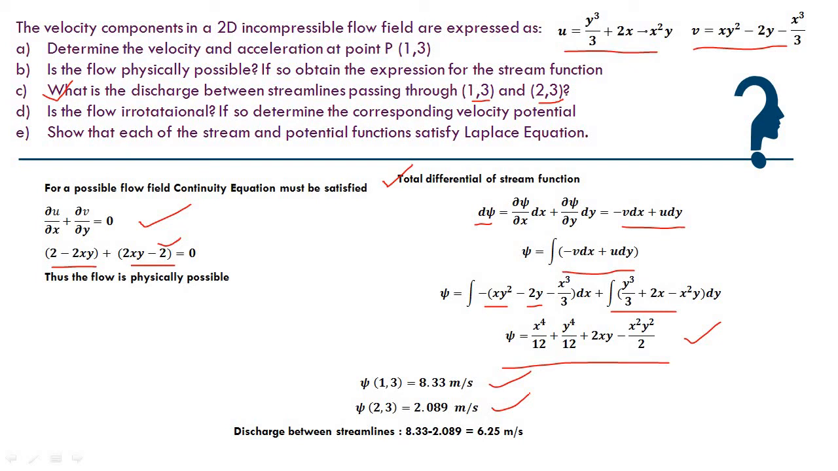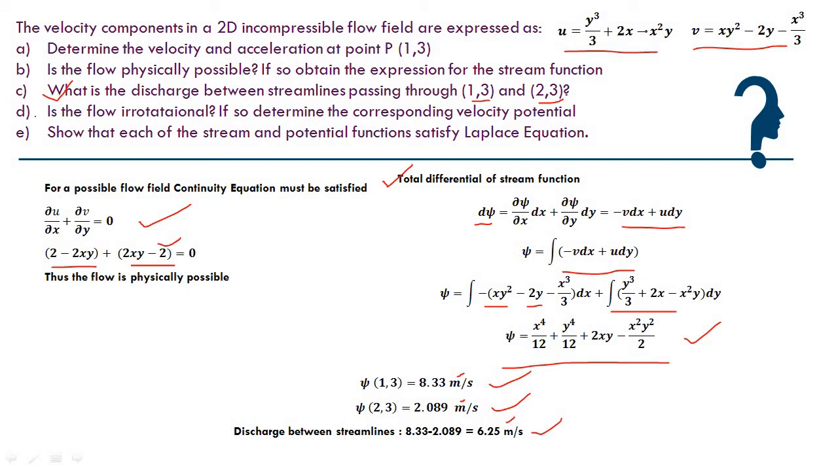So if you take the absolute value of the difference between the stream functions at 1, 3 and 2, 3, you get the discharge as meter cube per second. Discharge between the streamlines is 6.25 meter cube per second. So you should correct it: it is meter cube per second, not meter per second.